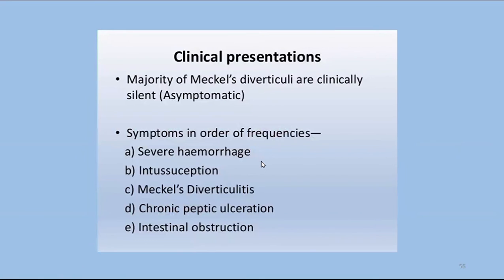Now, what are the possible clinical manifestations when the Meckel's diverticulum becomes symptomatic? As I said, the majority, 98%, are asymptomatic. It only becomes symptomatic 2% of the time, particularly in adults. It may bleed. Severe hemorrhage.